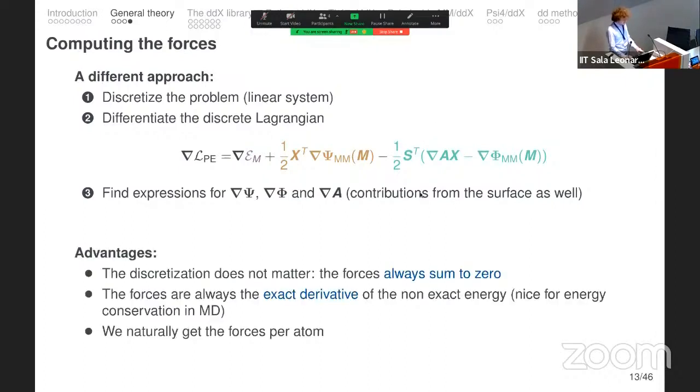But this strategy has some advantages. First, the discretization does not matter. The forces always sum to 0 because the derivative is exact. Actually, we have an exact derivative of an approximate energy. And second, the fact that the derivatives are always exact derivatives makes possible energy conservation in molecular dynamics simulations. And also, by employing this approach, it's quite easy to get the forces per atom, provided one can build these three contributions.